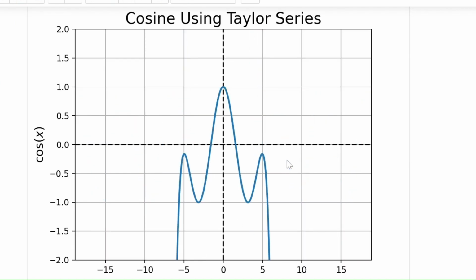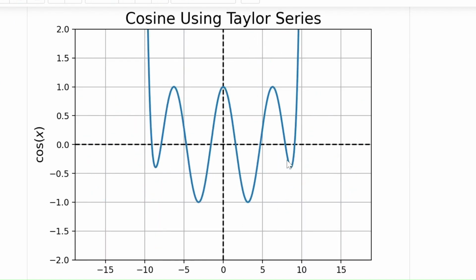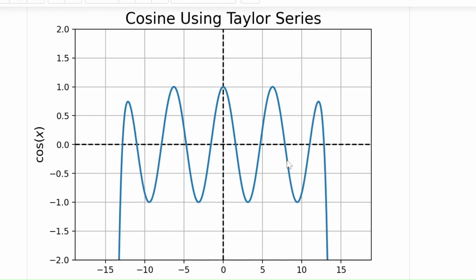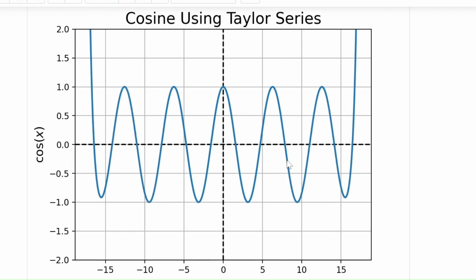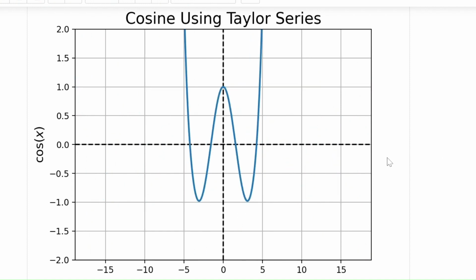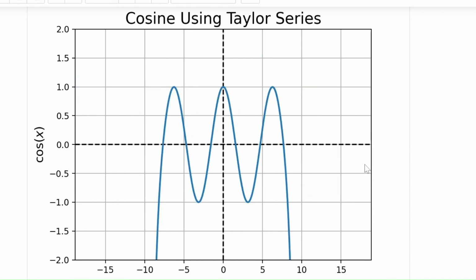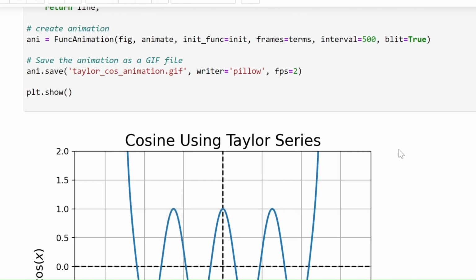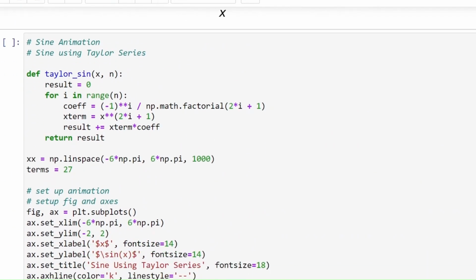So you can now see how this entire cos series is getting built up using the Taylor series. So this is from 6 pi plus minus both the sides. So minus 6 pi to plus 6 pi. I'm going to stop this, and the next is sine animation.